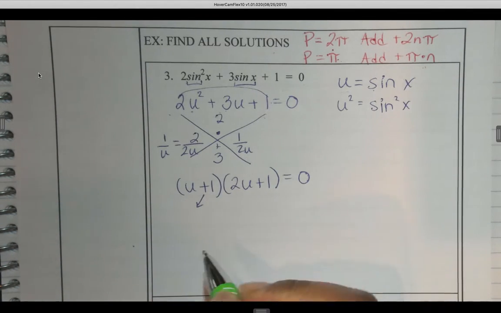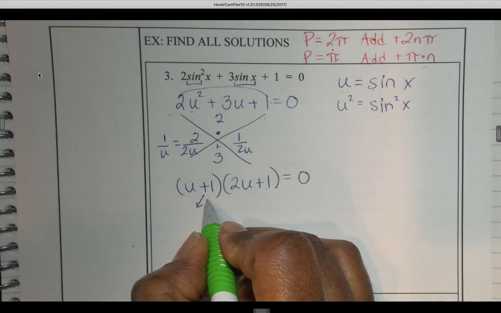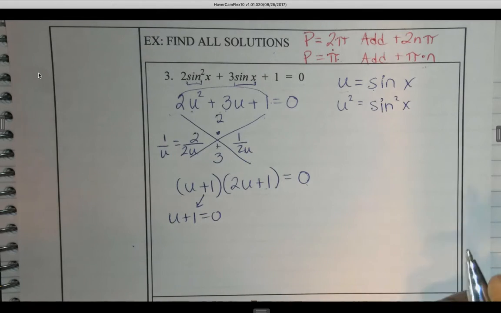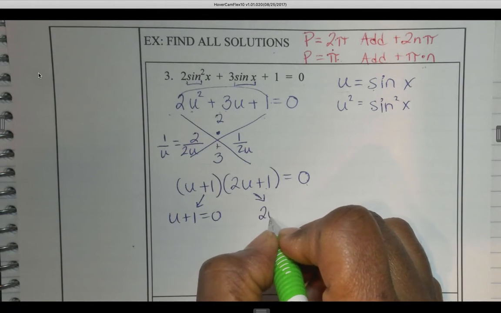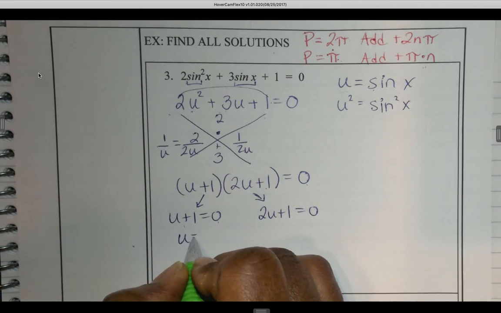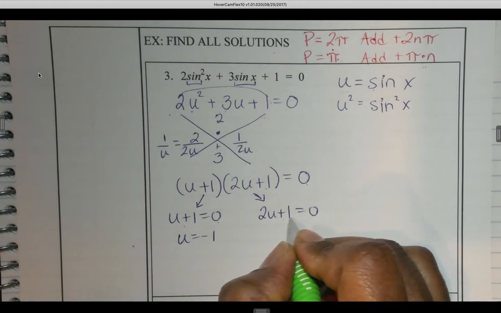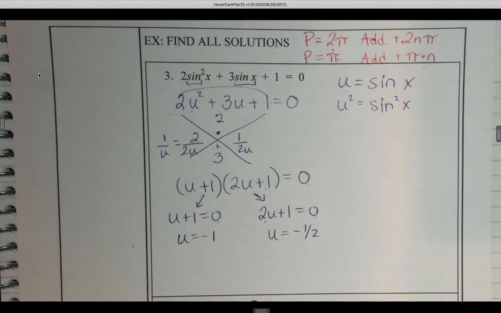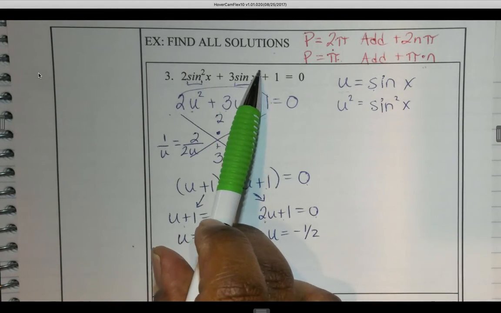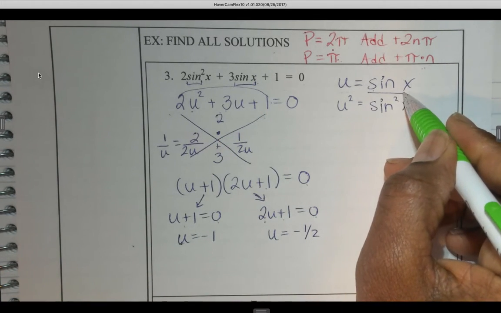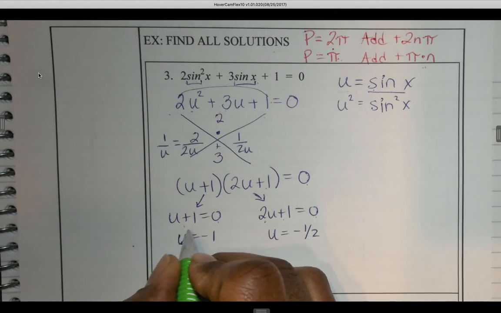Here to get my final answer for u, this is the factored form, and in order for these two factors to multiply to 0, either the first factor, u plus 1, has to be 0, or the second factor, 2u plus 1, equals 0. Then I solve: I subtract 1 from both sides, I get u equals negative 1. Subtract 1 from both sides and divide by 2, I get u equals negative 1/2. And so my answers for u are here, but my original problem had sine x, and I'm supposed to solve for x. So let me go back and replace u with what it originally was. It was sine.